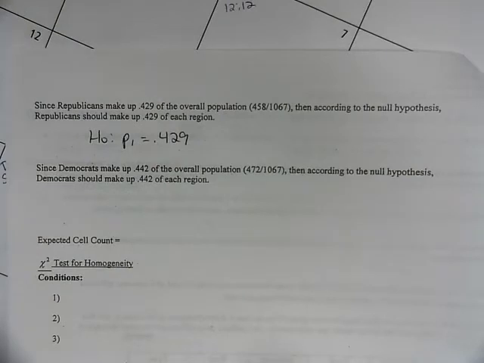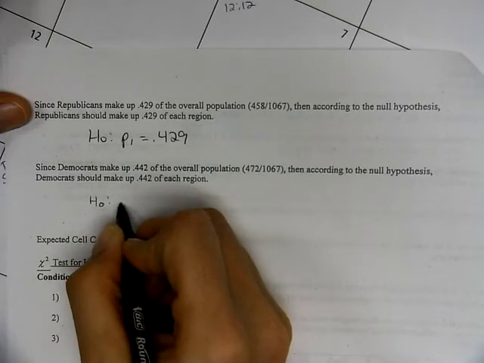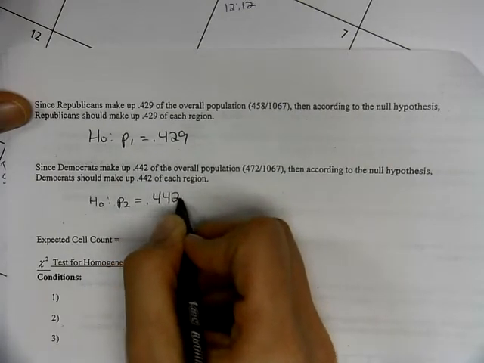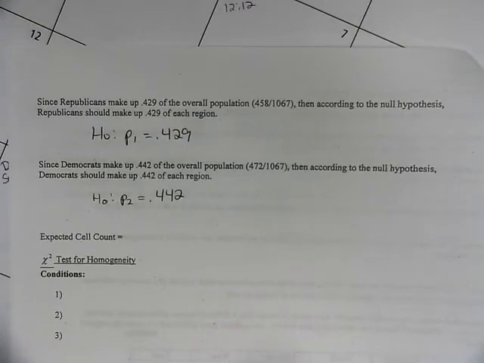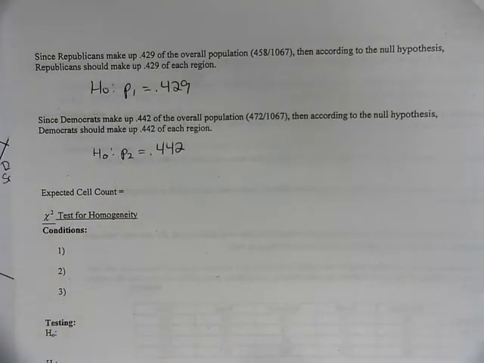Since Democrats make up 44.2% of the overall population, the null hypothesis is that Democrats should make up 44.2% of each region. So if I'm looking at proportion 2, that's kind of what we're asking. Okay, we're looking for sameness. So our expected cell count. You don't need to know how to do this, but you do need to know that it's a formula.